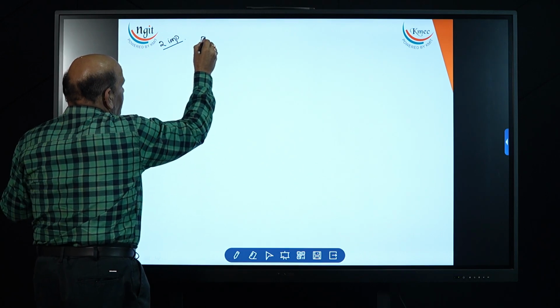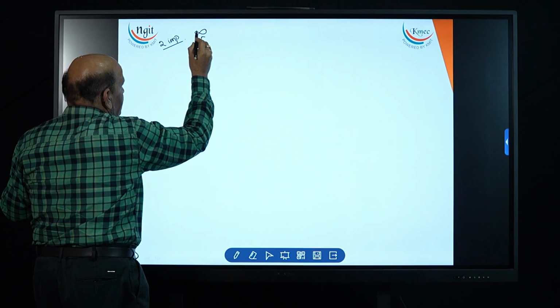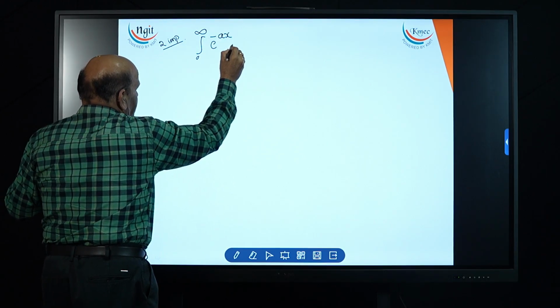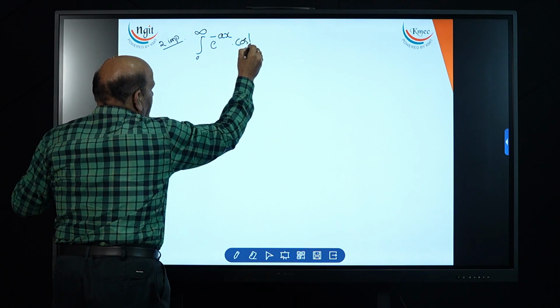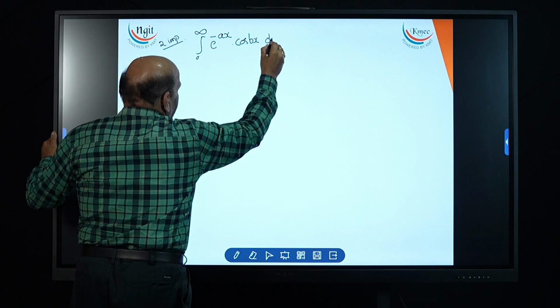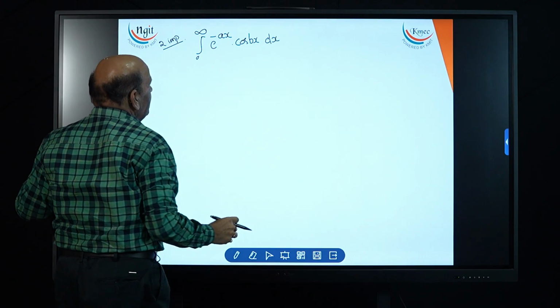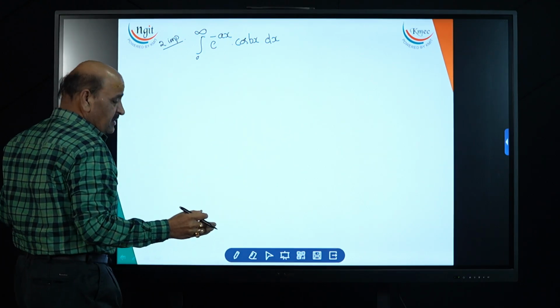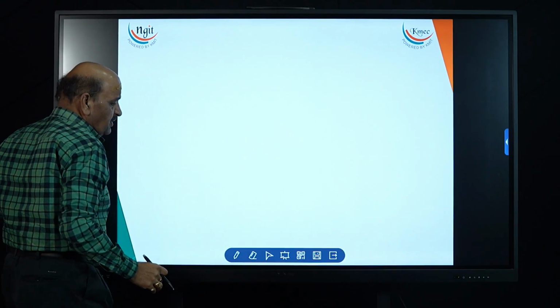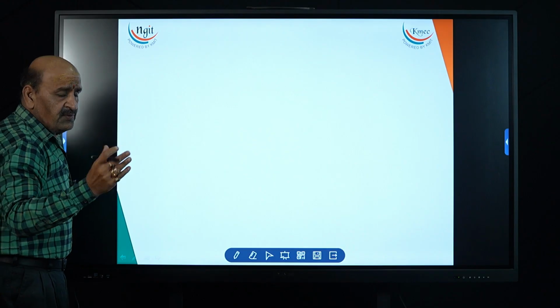Integral 0 to infinity e power minus ax cos bx dx, or you can make it other one. Okay. After that, after properties we will discuss.